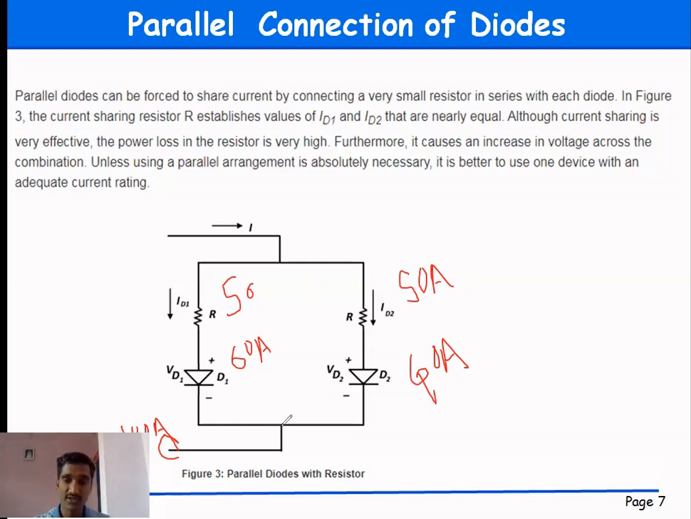And at this point we get 100 ampere because of Kirchhoff's current law. The current coming from this branch and the current coming from this branch are added to each other and flow through the load, that is nothing but the motor. So the significance of this resistance is that we can share an equal value of the current between these diodes.